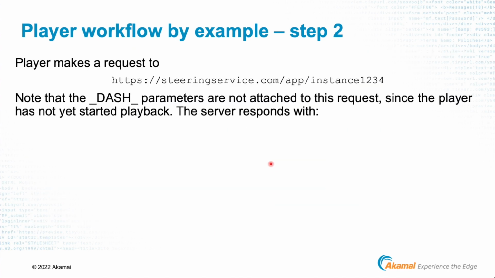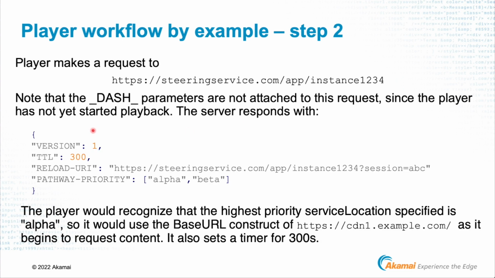So the next thing it does is make a request to that steering server URL. We don't attach any dash parameters, and I'll get to what these are later, because this is the very first request to the steering server. The steering server will then come back with a response, and we can look at this. So now we notice in the pathway priority here that the highest priority is alpha, not beta. So in fact, this player will start using alpha and not beta. It's also telling us to come back in 300 seconds. So we set a timer and we go back in 300 seconds.